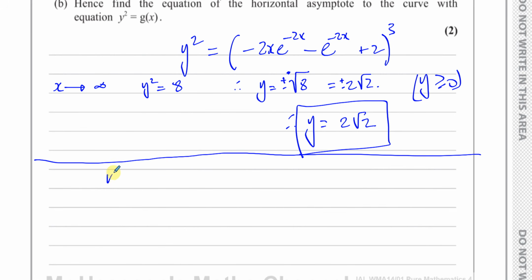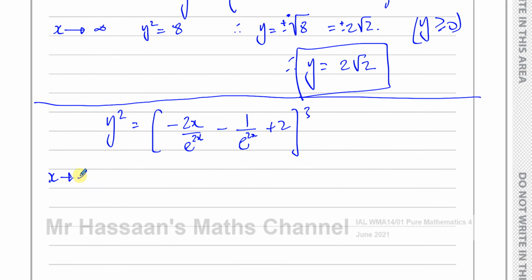So what I'm going to do is say y squared equals, and I'll rewrite this as minus 2x divided by e to the power of 2x, minus 1 over e to the power of 2x. Rewriting this in index form with the power in the denominator if it's negative. Plus 2 cubed. Now, as x approaches a very large number, let's call it infinity, what happens to y squared? Well, this is minus 2 times infinity, divided by e to the power of 2 times infinity, minus 1 over e to the power of 2 times infinity.